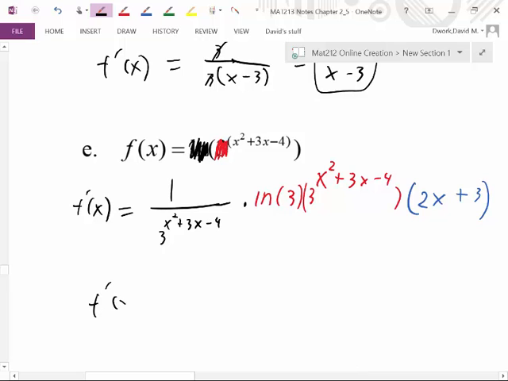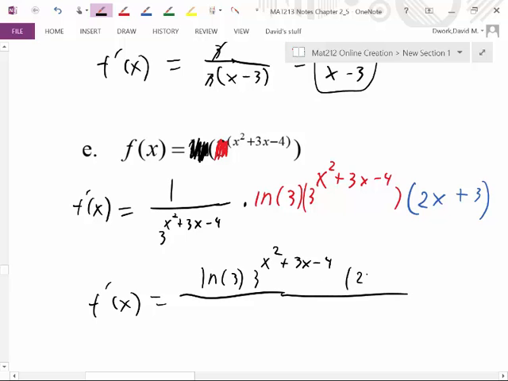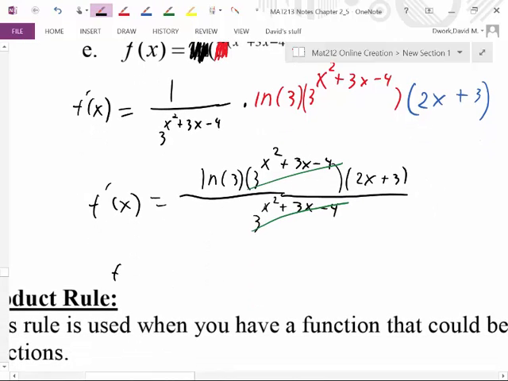And you'll notice when you start to have exponentials and logs inside each other, sometimes some interesting stuff happens. Because here we're going to have 3 to the x squared plus 3x minus 4, and then times 2x plus 3, and then this is over 3 to the x squared plus 3x minus 4. And if you notice, these things are all multiplying each other, and we have something in the numerator and the denominator that are identical. We have that and that. So we are left with the derivative is equal to the natural log of 3 times 2x plus 3.